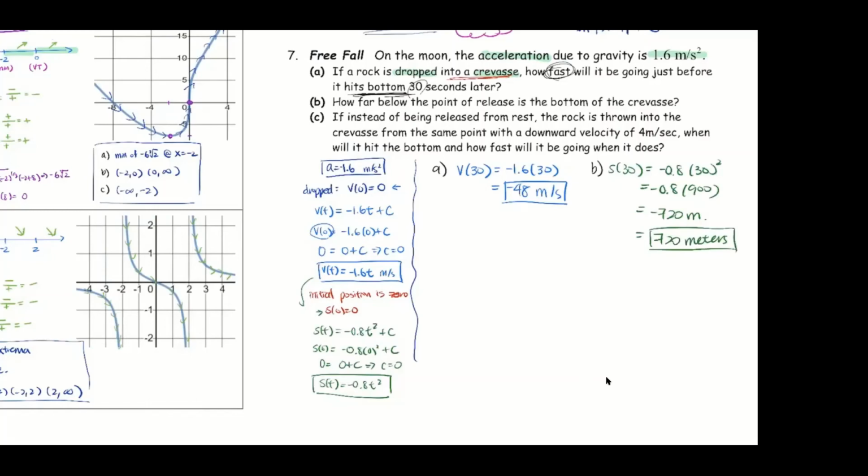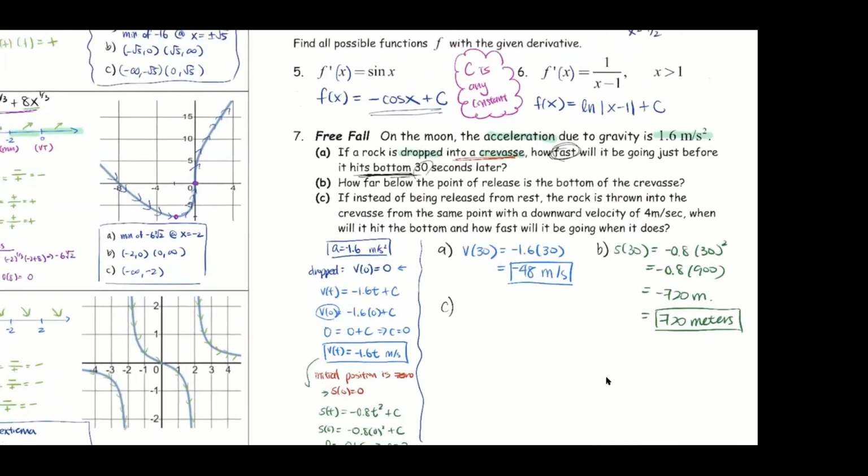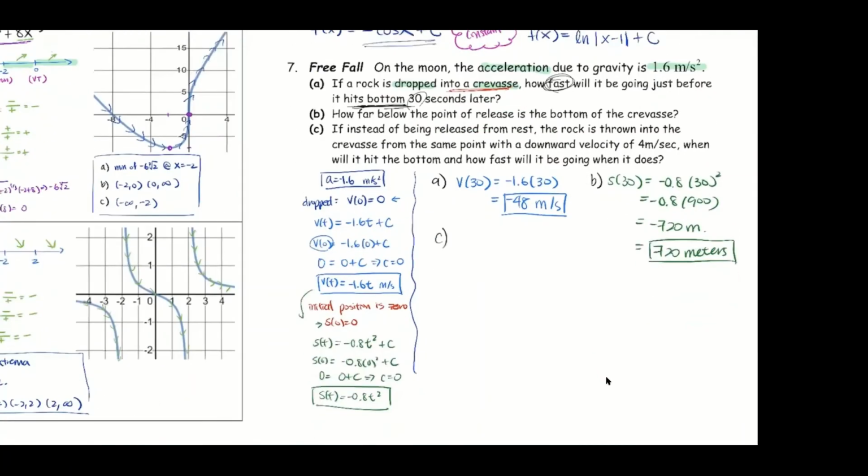All right, last one. Instead of being released from rest, so this is going to change something. The rock is thrown into a crevice from the same point with a downward velocity of 4 meters per second. Okay, so now this is going to change things. So this is saying initially V of 0 is now negative because it's a downward velocity. Negative 4 meters per second. When will it hit the bottom and how fast will it be going when it does?